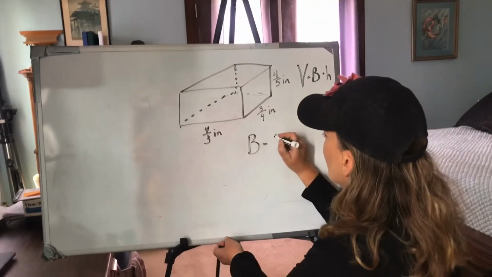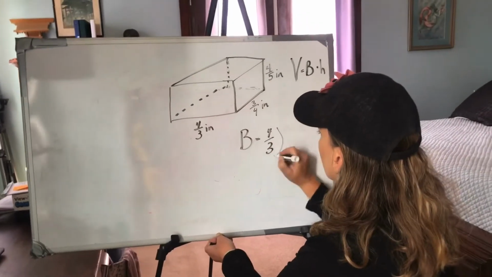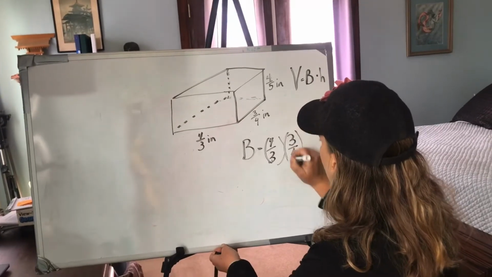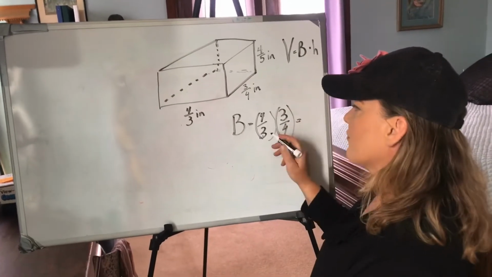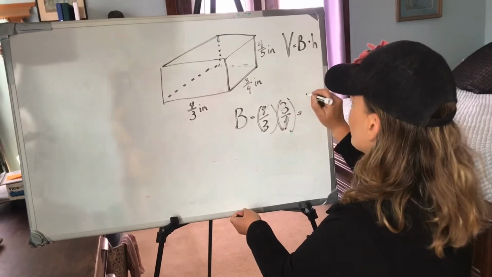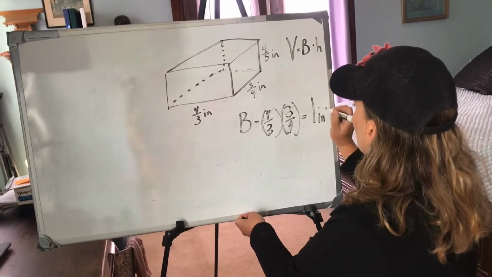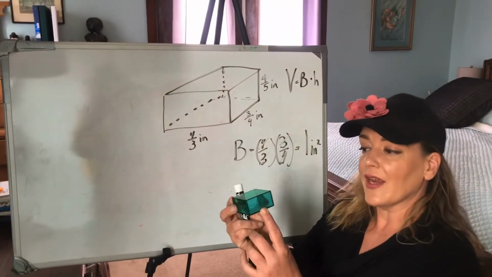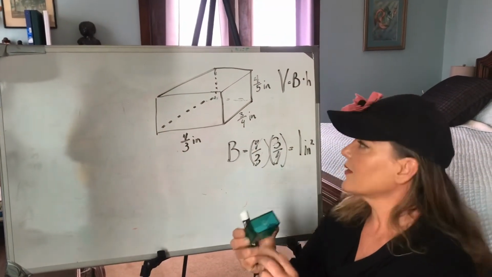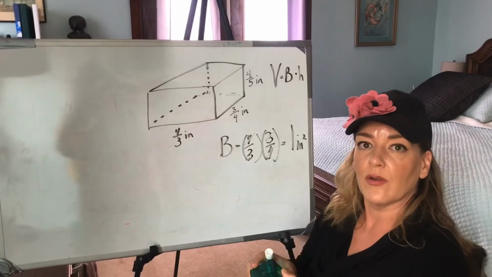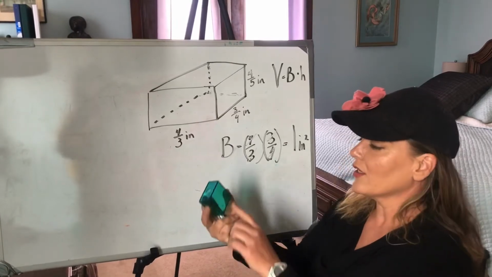And I have 4/3 times 3/4. And when I multiply 4/3 times 3/4, these both cancel out, and I'm left with 1 inch squared. So the cameraman brought up a good point. When you're doing a rectangular prism, you choose which is the base. And I choose this one because I knew 4/3 times 3/4 is going to give me 1, which is an easier calculation.